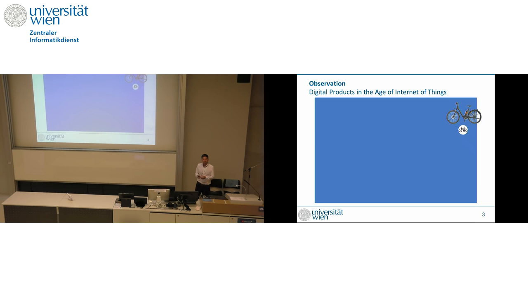Or maybe if you were really fancy, you would rent a bike for a week or a day. But this situation changes in the age of Internet of Things, where we are able to create this new kind of digital product for on-demand mobility. And there are 2 examples in Vienna that did this kind of thing. So here are 2 providers.